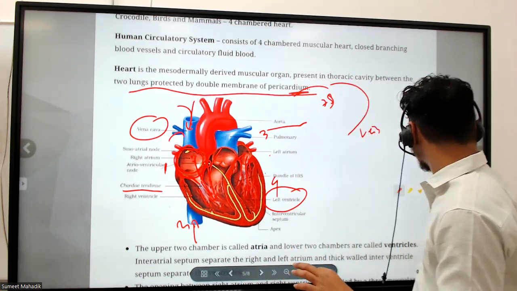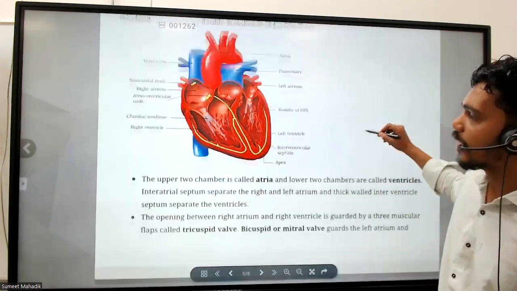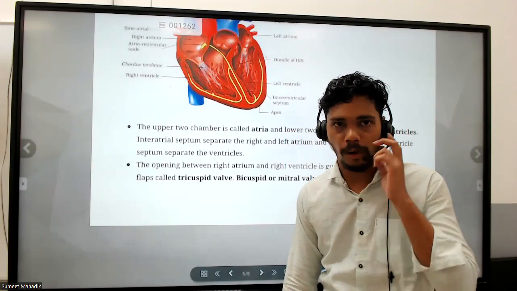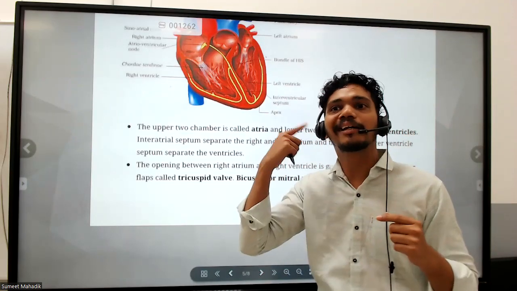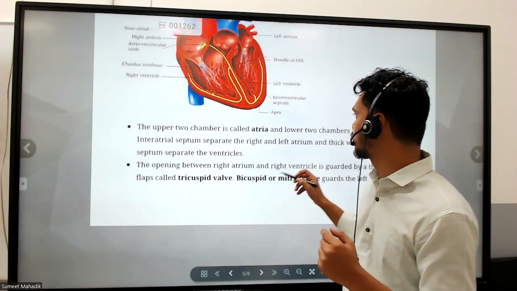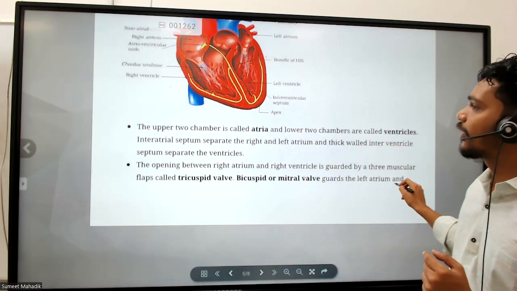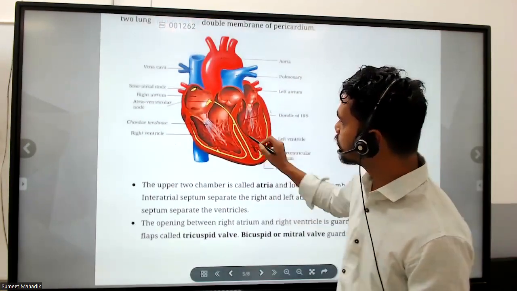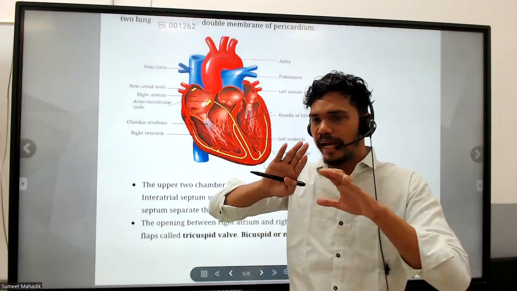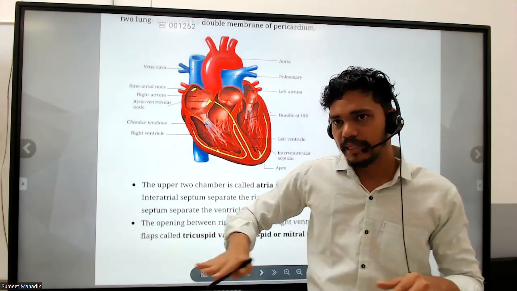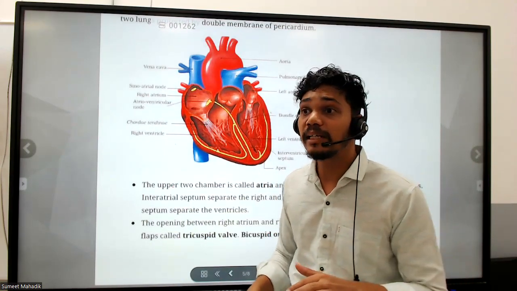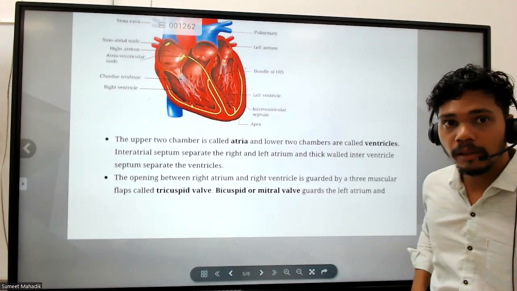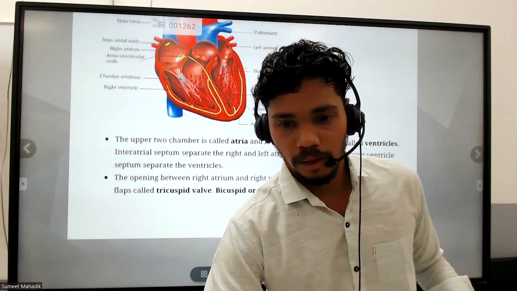I'm going to show you all the three diagrams, but I wanted to do this. The upper two chambers are called the atria. One is an atrium. Atrium means ear-like structure. And the lower two chambers are called the ventricles. What is the interventricular septum? This is the septum by which the atria and the ventricles are separated. Are you getting my point? Everybody is with me, right?